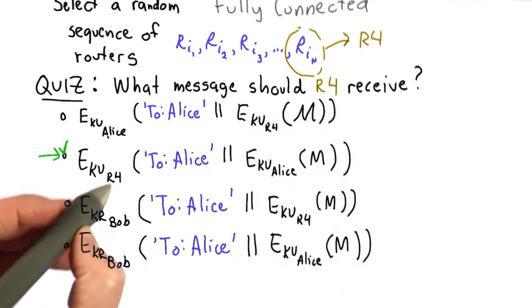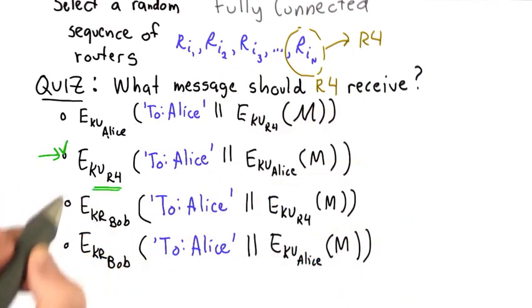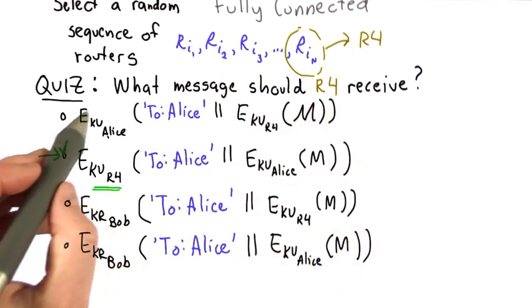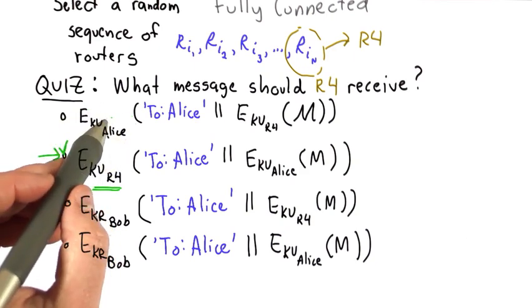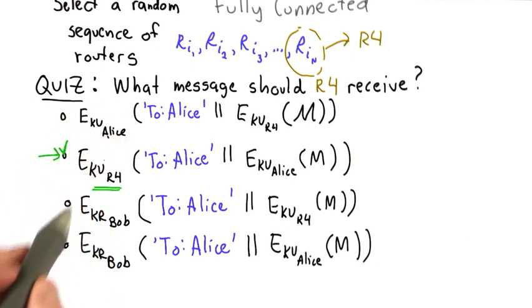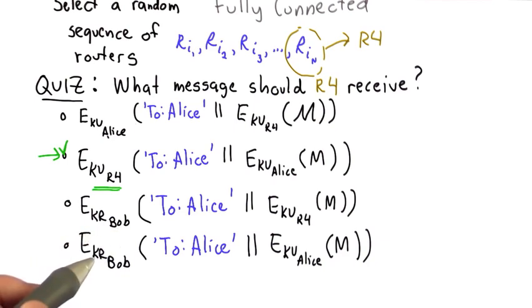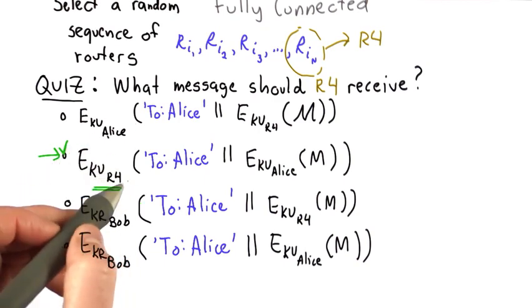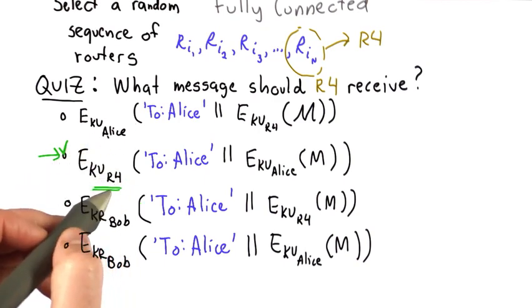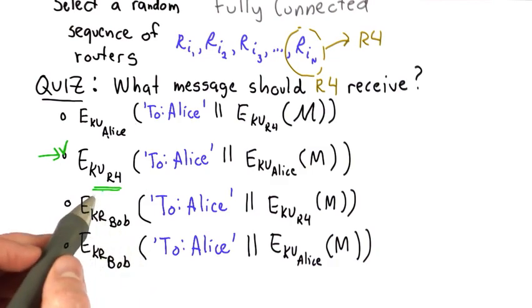R4 is receiving this, so it better be something encrypted with a key that R4 can decrypt. R4 should not be able to decrypt something encrypted with the public key of Alice. R4 could decrypt these two, because R4 could know the public key of Bob, but then anyone could also decrypt these two. So we want it encrypted in a way that only R4 can open. That's like the envelope with the seal that only a particular person should be able to open.